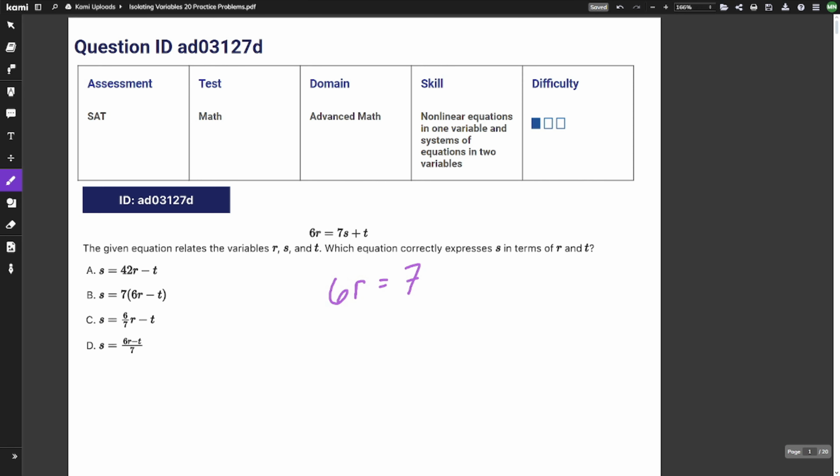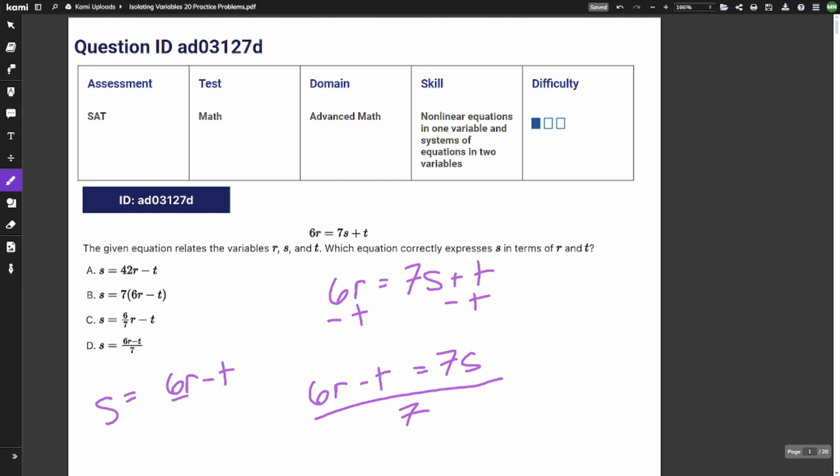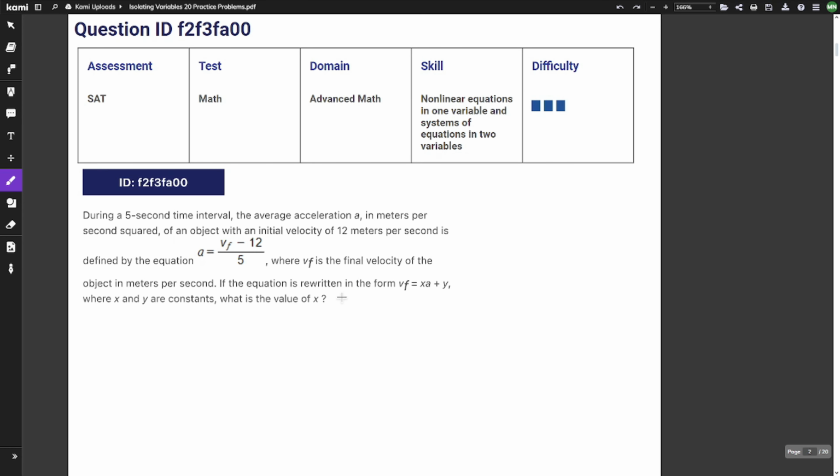So here is our equation, and the first thing we're gonna do is move this t over to this side. And we're gonna do that by subtracting t from both sides. Now we have that 6r minus t is equal to 7s. Now to get s by itself, we're gonna divide the entire thing by 7. And we get that our answer is going to be s is equal to (6r minus t) divided by 7, or D.